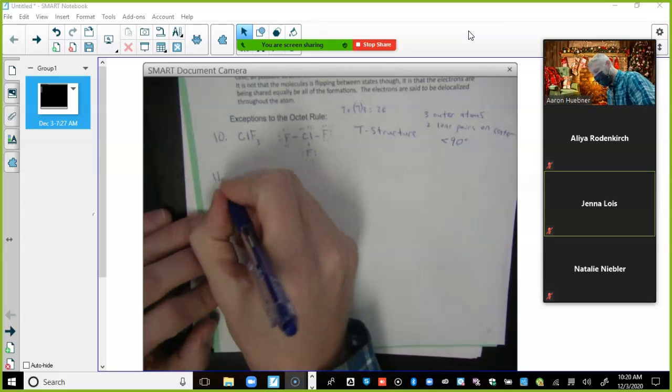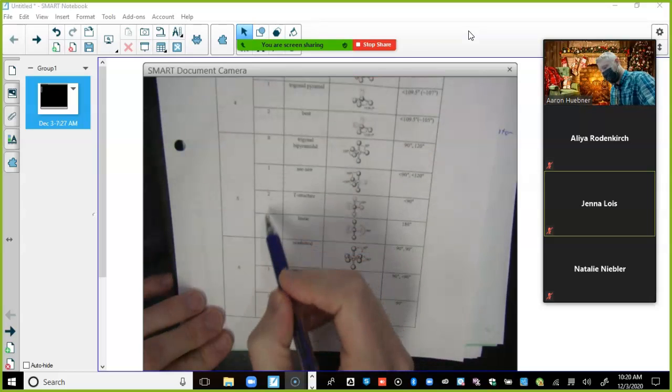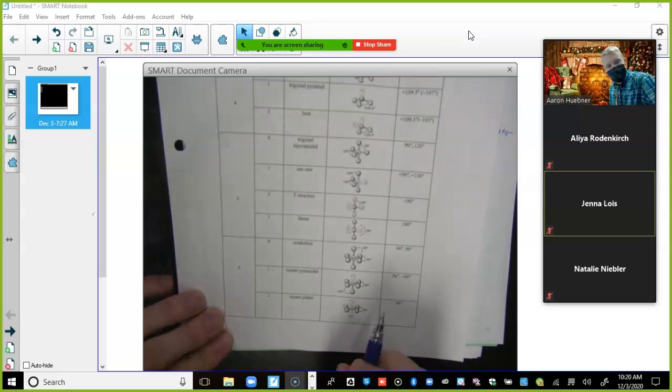Alright, number 11. How many shapes are there? 6. 13. Getting close to the end.